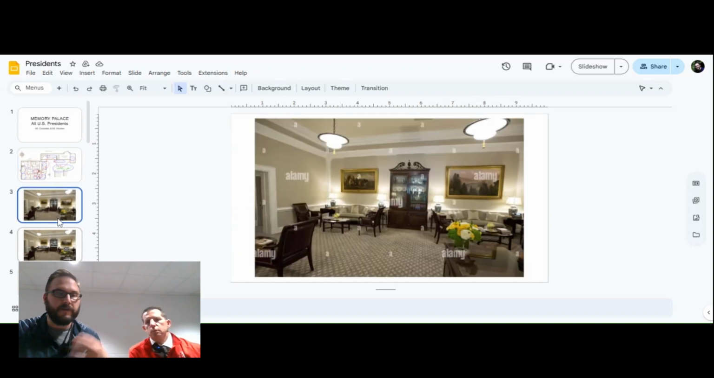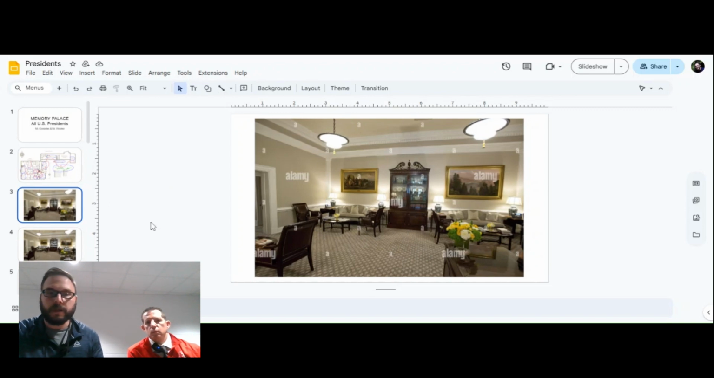So then we just started finding Google search images for each of these rooms. We would come up with which places in the room seemed memorable, that we could imagine walking around in the room to visit each of those spots, and then placing the presidents there.